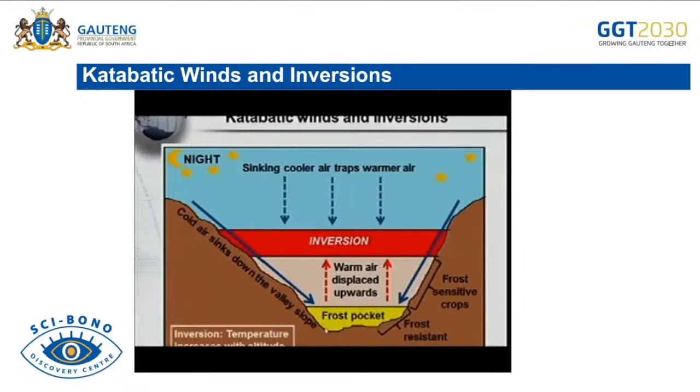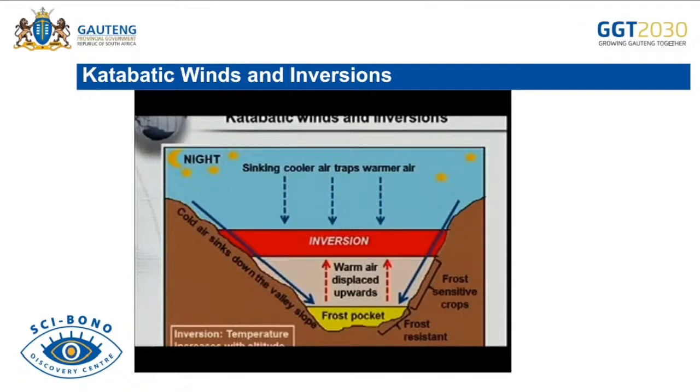I'm going to get smog there. And we're going to have huge problems for farmers, because he won't be able to plant all his crops here. He will have to plant frost-resistant crops here, and those that are sensitive to frost, he will have to plant there. Now, this is the basis of valley climates.